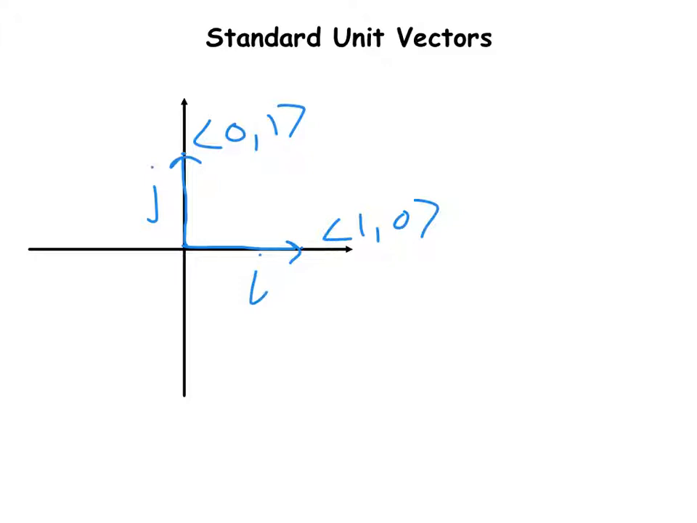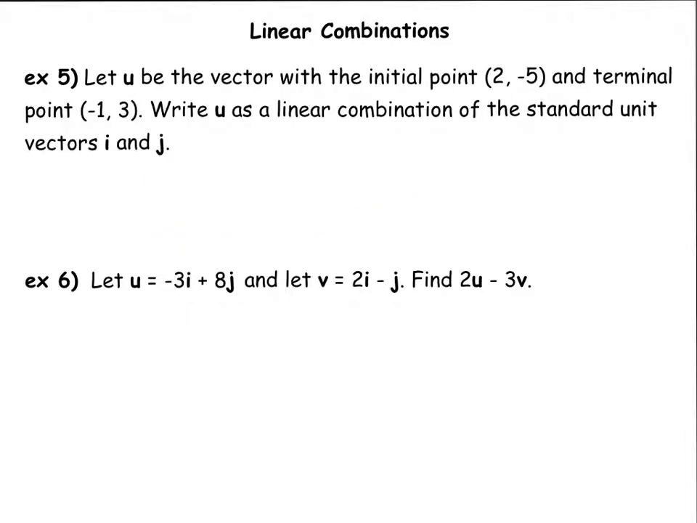And on the next slide, you're going to see this topic of linear combinations, where every vector can be written as some combination of those two standard unit vectors. Think of linear combinations as just changing the notation. It doesn't change the vector. It doesn't change its magnitude. It doesn't change its direction. It's just simply another way to write it.